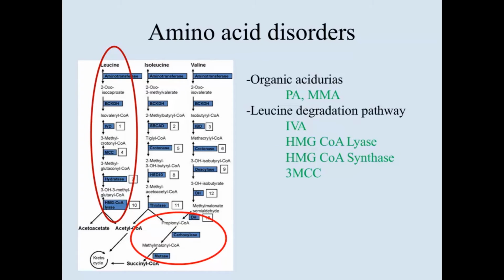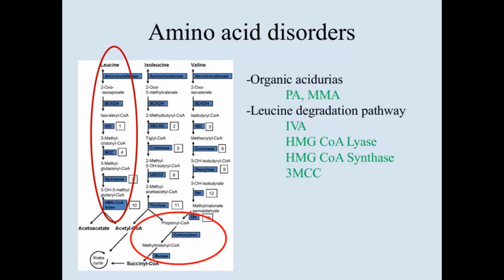So I'm going to start with some of the amino acid disorders, and this picture up here is the metabolism of the branch chain amino acids, so leucine, isoleucine, and valine. And a lot of the organic acidurias and leucine disorders obviously derive from defects in these enzymes. So we're going to talk specifically about propionic acidemia and methylmalonic acidemia, and I'm going to use the terms acidemia and aciduria interchangeably. I don't know exactly what the difference is, but for all intents and purposes, it doesn't matter.